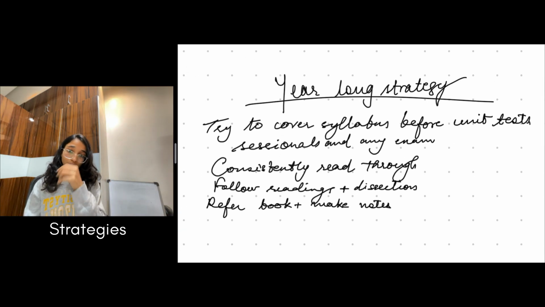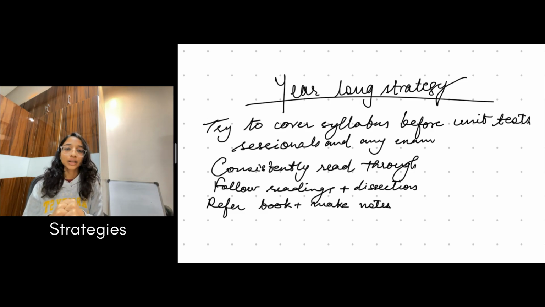Now, the year-long strategy: try to cover the syllabus with every test that your university takes. Every test, every exam, because backlog in anatomy is very dangerous. You don't want to have a backlog in this subject. It's very vast, it has a lot of rote memory elements. So you need to be able to keep revising it consistently, right? You cannot just read it once and remember it.